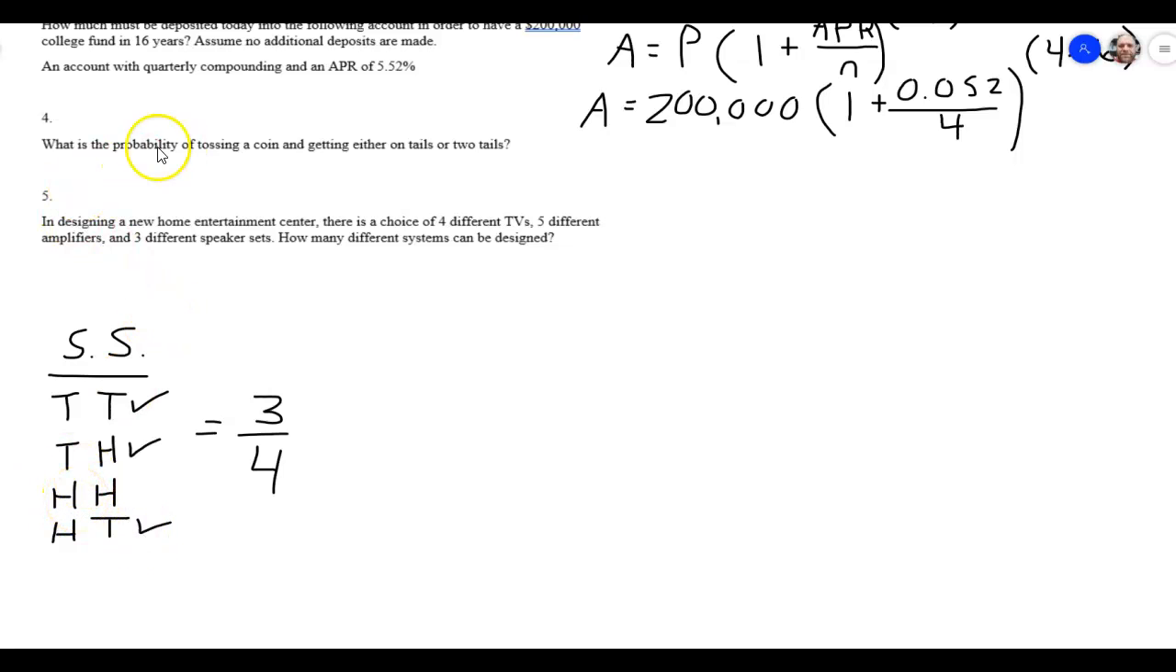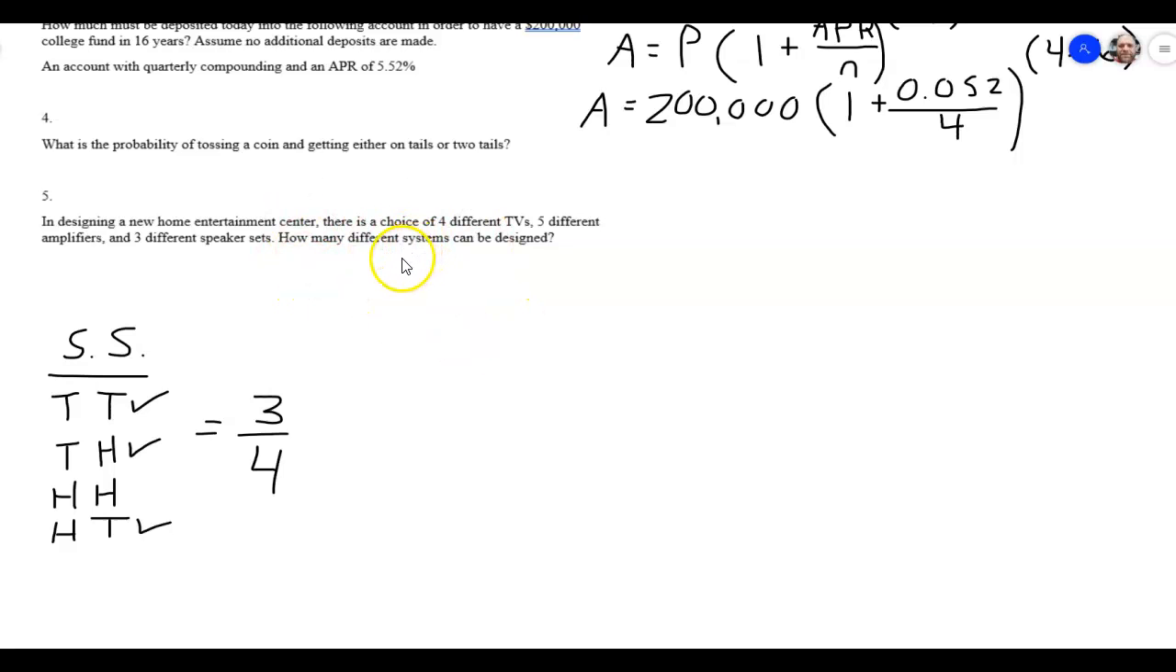All right, I hope that helps with that one, and let's take a look at this last one. So the last one says, in designing a new home entertainment center, there's a choice of 4 different TVs, 5 different amplifiers, and 3 different speaker sets. How many different systems can be designed?